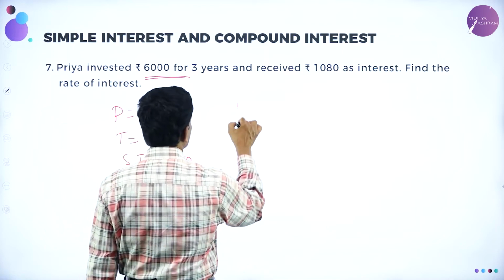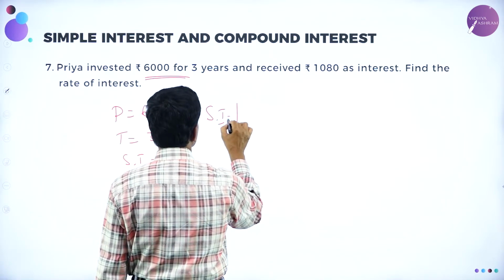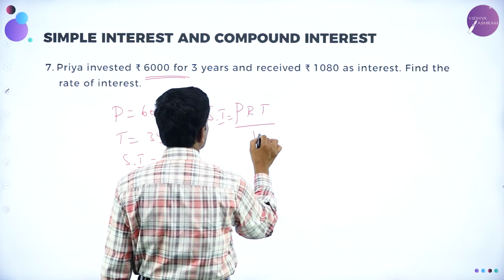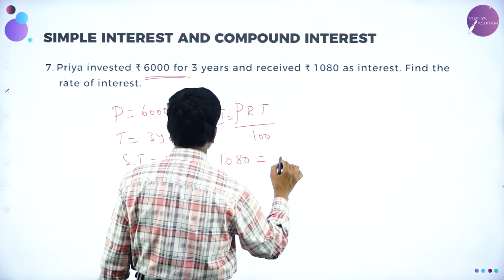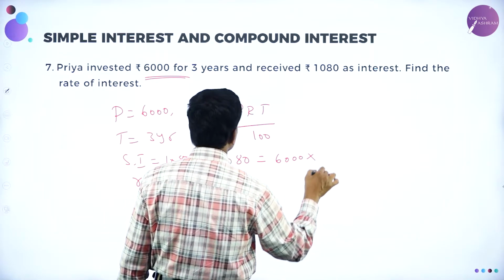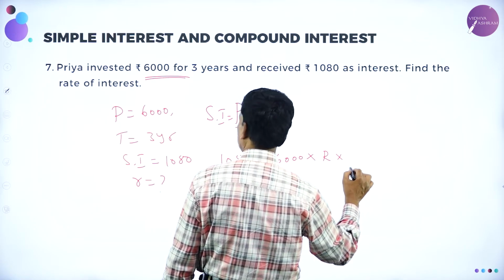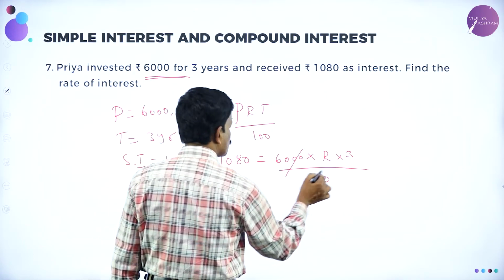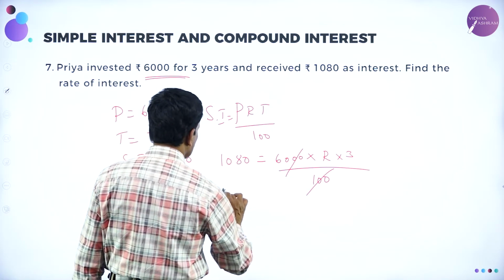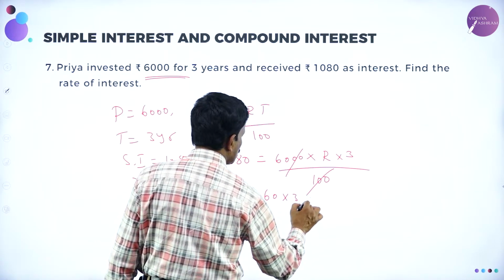Now what is the formula? You know the simple interest, PRT over 100. SI is equal to PRT over 100. The simple interest 1,080 is equal to principal 6,000 into R, the rate of interest to be determined, into time period 3, divided by 100. So this 0 gets cancelled, cross multiply. 1,080 is equal to 60 into 3 into R.